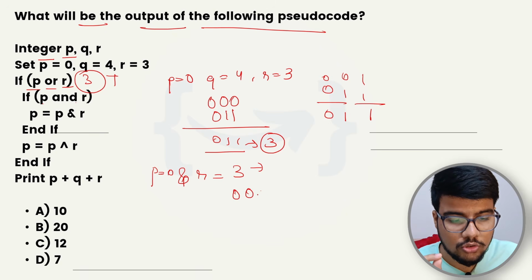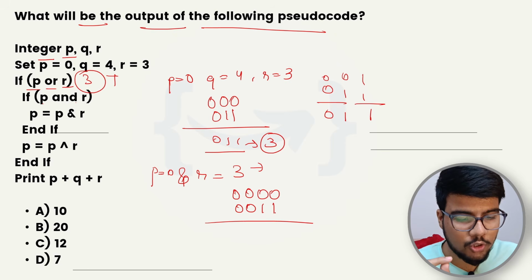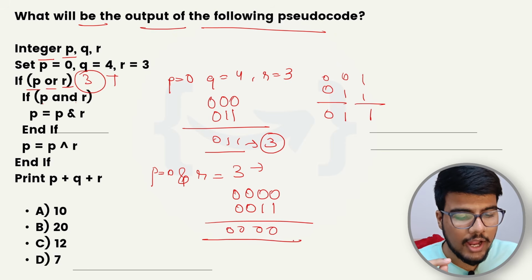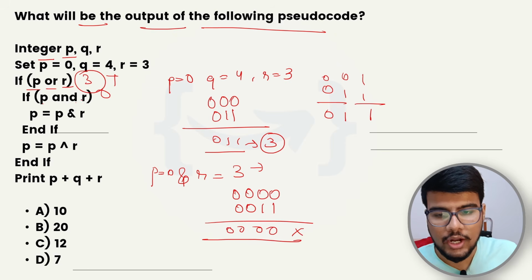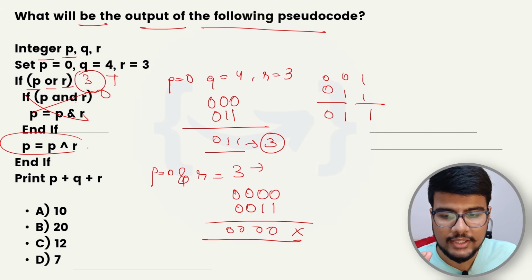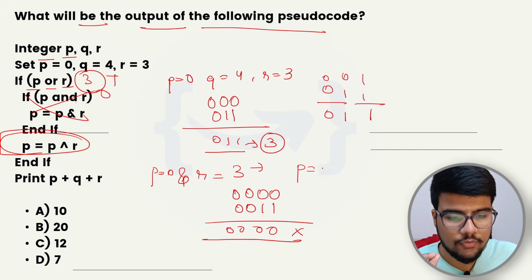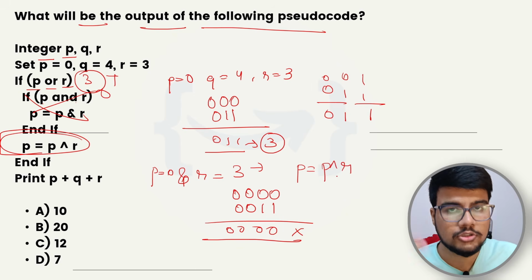So for 0 you have 0 0 0 0, and for 3 you have 0 0 1 1. So if it is 0 and 1, it becomes 0 0 0 0, and yes, the answer would be 0, and this condition won't be executed. The executed condition would be the else case, where p becomes p XOR r.